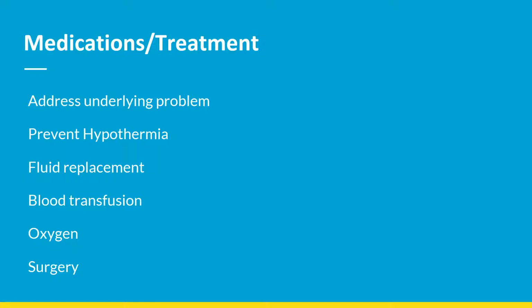Medication and treatment. So addressing the underlying problems such as stopping the bleeding, and preventing hypothermia. Since there is decreased oxygen flow in the body, the person can't maintain proper body heat, so it's important to keep them warm. Fluid replacement, such as with an IV, with crystalloids, like sodium chloride, or colloids, such as albumin. Blood or plasma transfusion can be used in some cases. With all these, you're wanting to restore the balance of intracellular and extracellular fluid, but you don't want to overload the volume system because that can cause problems as well.